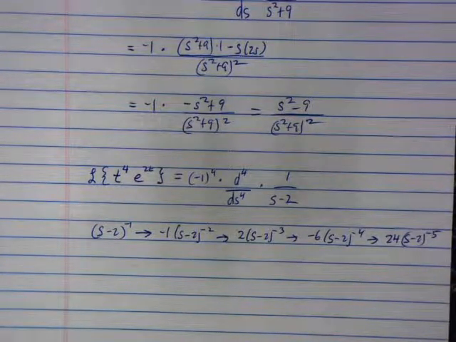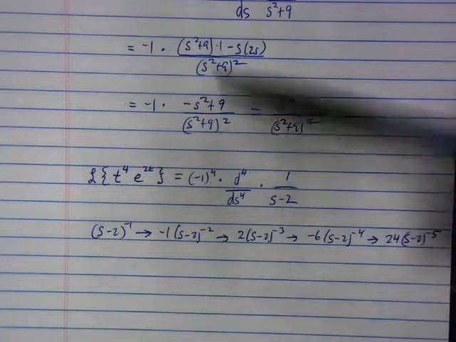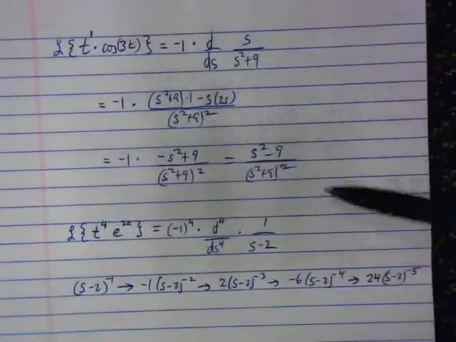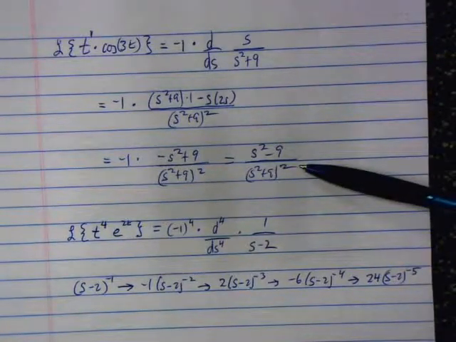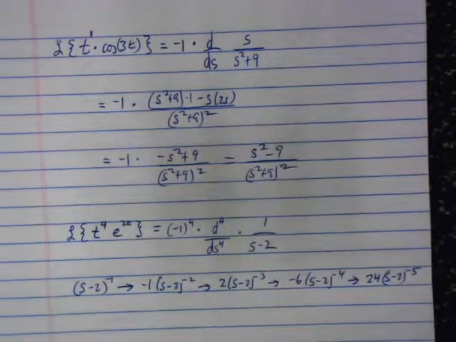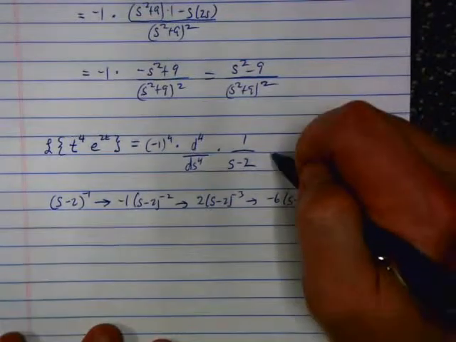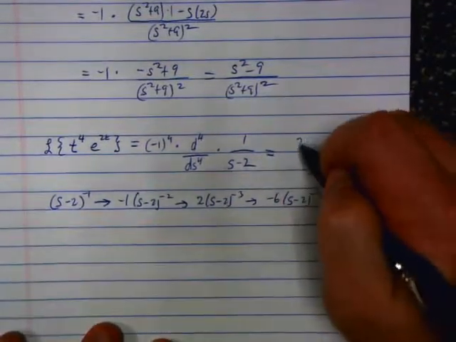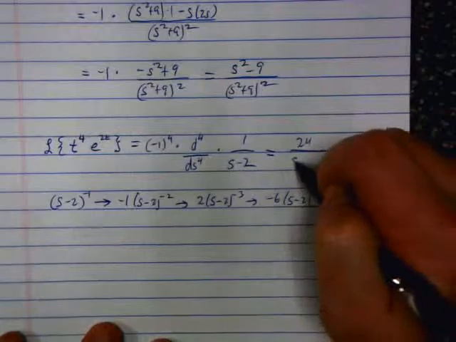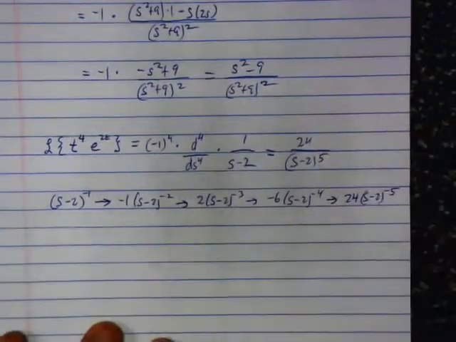So taking the 4 derivatives there really wasn't that difficult. It would have been much, much more difficult if I had to put something like a cosine there. You can see how the first derivative came out. Now imagine doing it 3 more times. That would not have been a good time. We wouldn't have finished today. All right, so final answer is 24 over s minus 2 to the 5th.